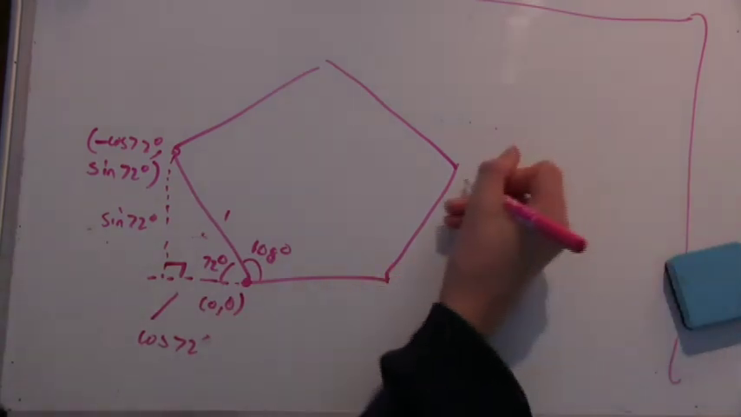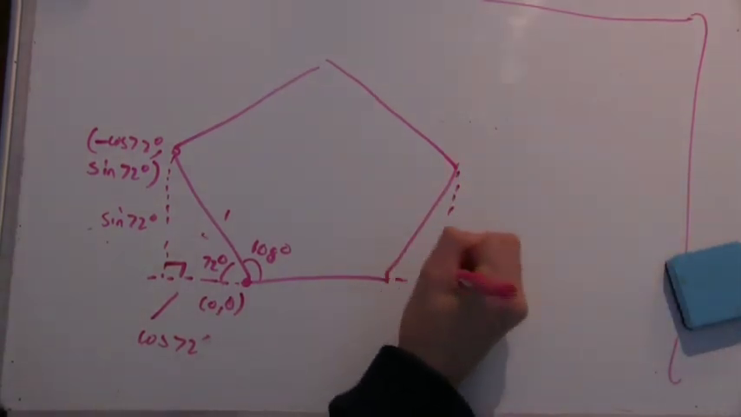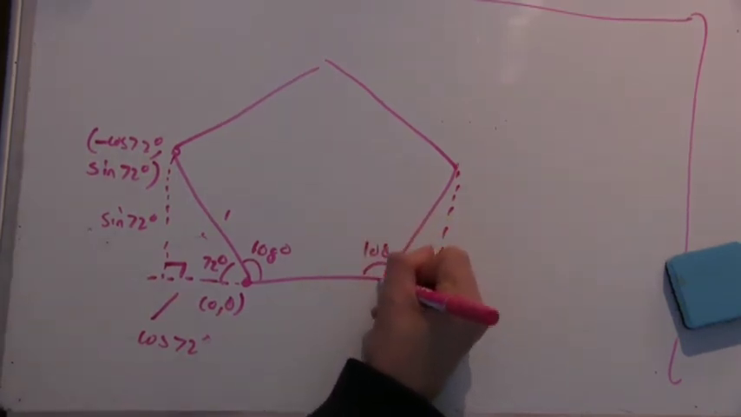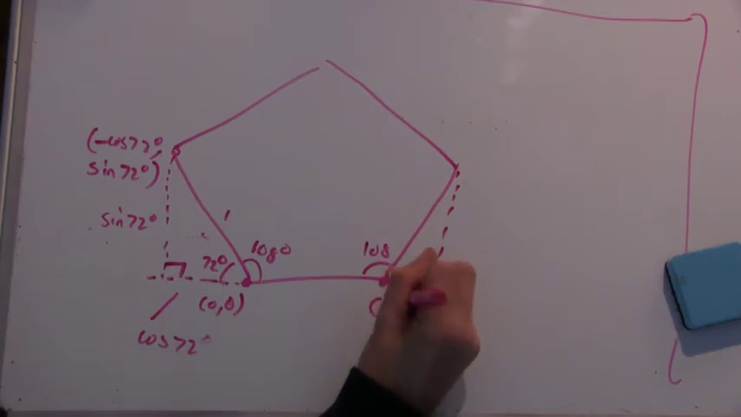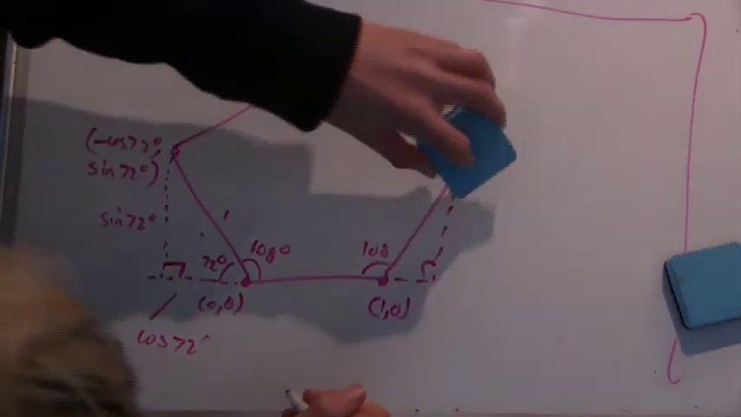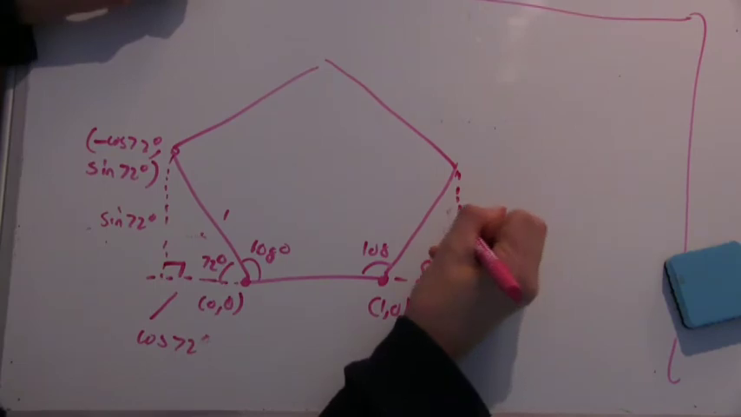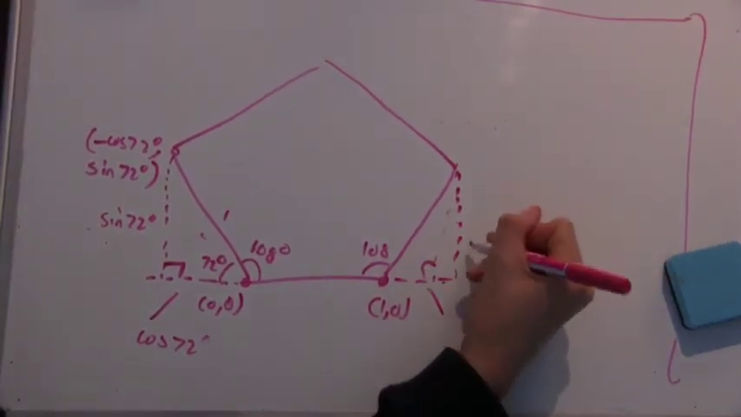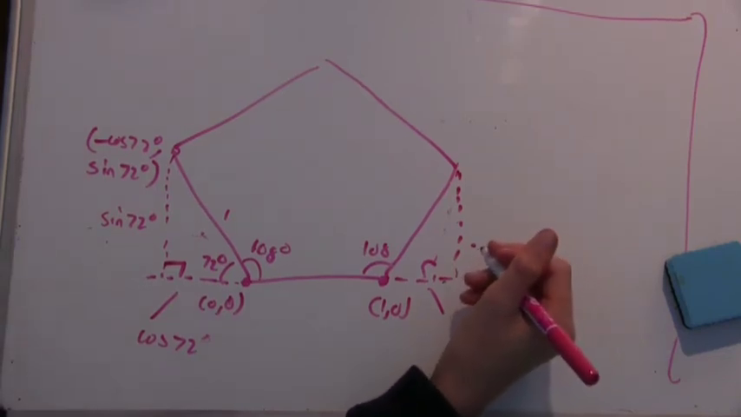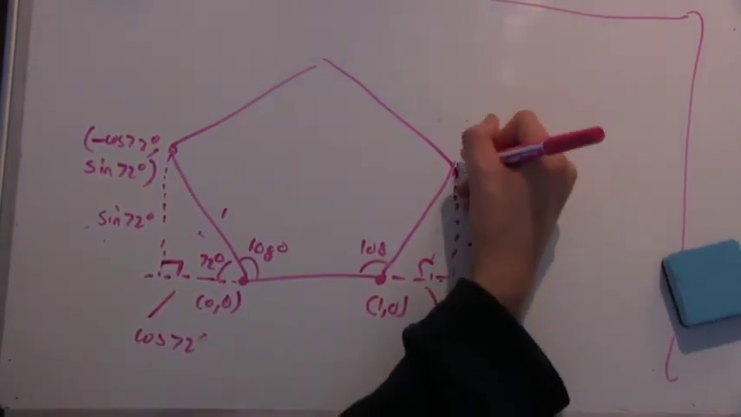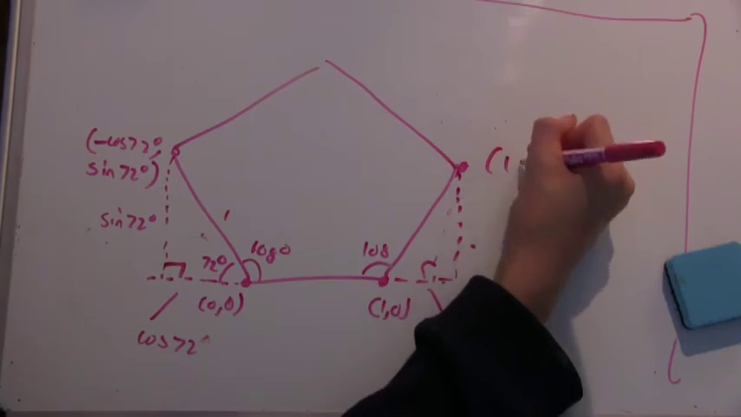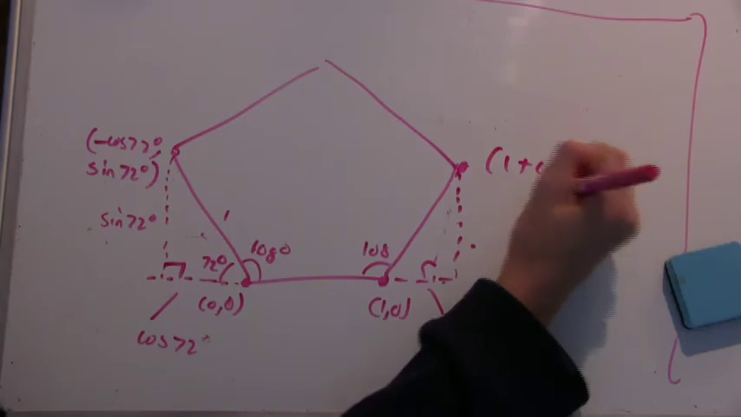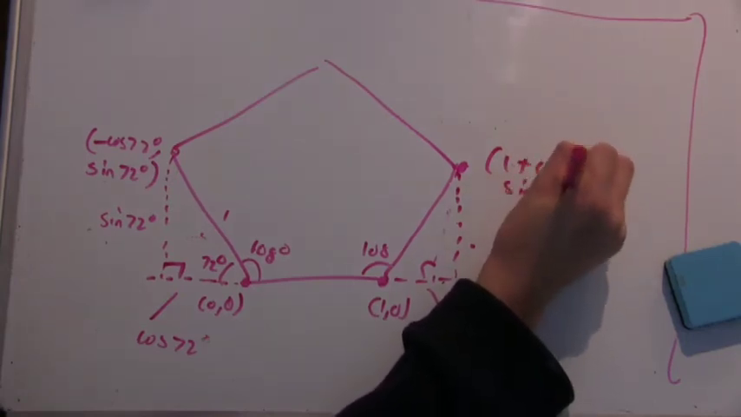Okay, good. Over here, we can do the same thing, except that this point here is (1, 0). This is also cosine of 72, this is also sine of 72 degrees. So then that means this point here is 1 plus cosine of 72 degrees, sine of 72 degrees.